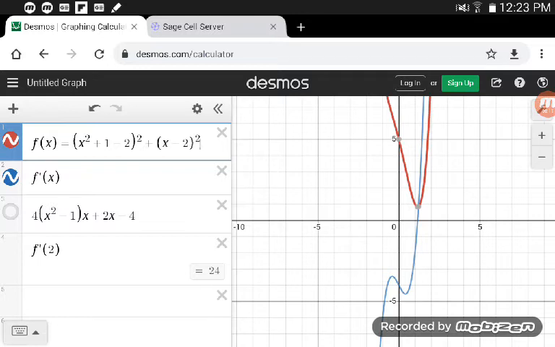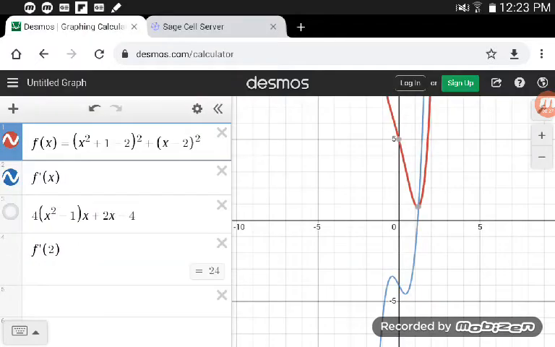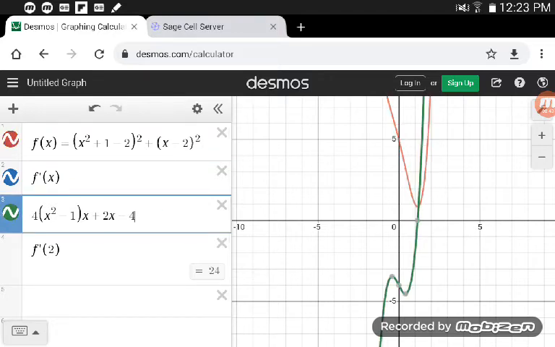Now another way you could go is you could go with Sage Cell, put the function in here and take the derivative, in which case you get this 4x squared and so forth. Now I put that into Desmos, and you see it ends up landing right on top of the old F prime, now in green. And so I could go here and once again find that 1.165.